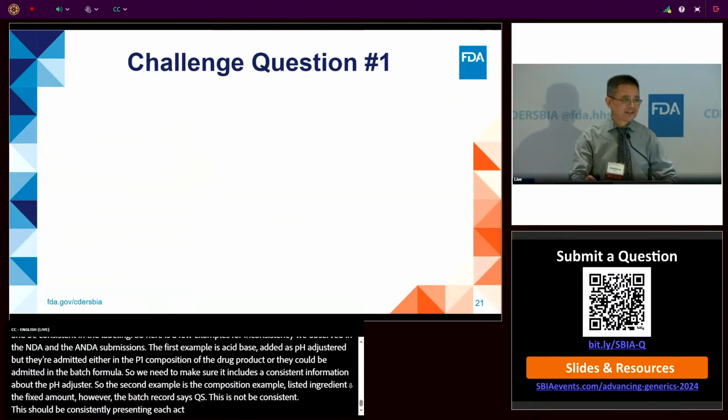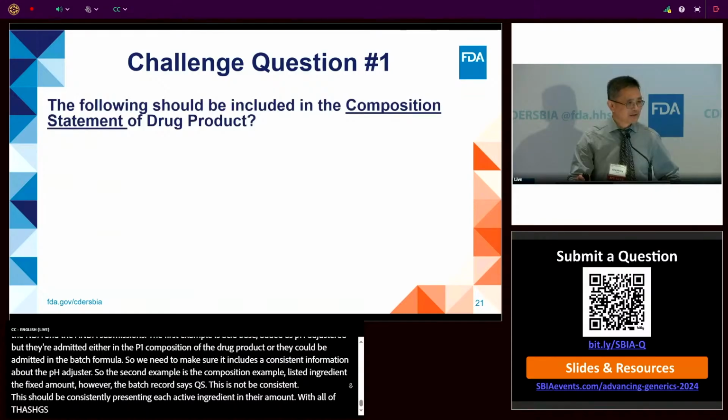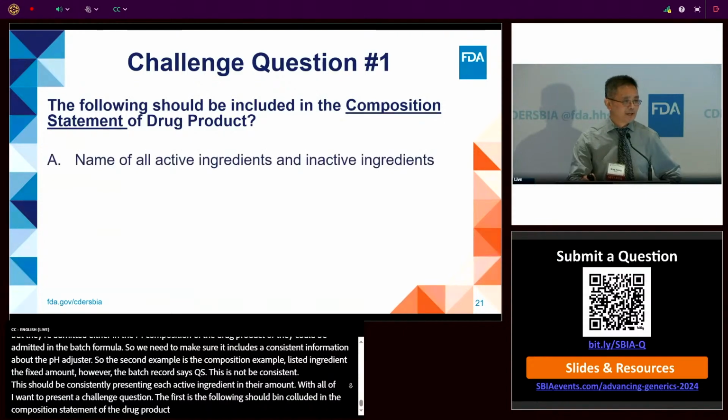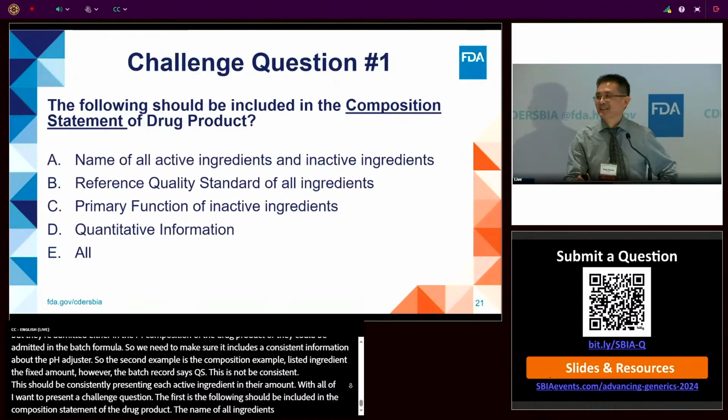So with all that, I want to present a challenge question. First, which of the following should be included in the composition statement of a drug product? A, name of all the active ingredients and inactive ingredients. B, reference quality standard for all ingredients. C, primary function of active ingredients. D, quantitative information. And E, all. Which one? Oh, I heard all. I think all of you. Great.